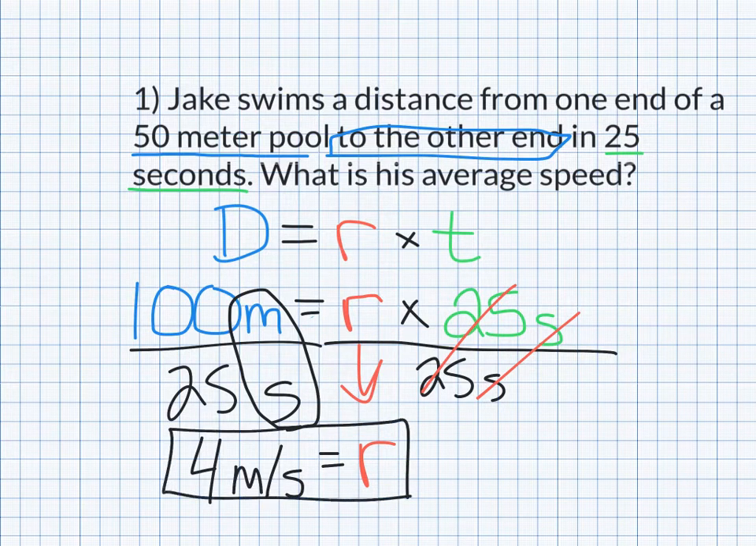Now, if you got the answer of 50, if you did 50 meters divided by 25 seconds, then you probably got the answer of 2 meters per second. If you got 2 meters per second, you're on the right track, you know what you're doing, you just got tricked a little bit by the problem. So the clue on this one was that he went there and back.